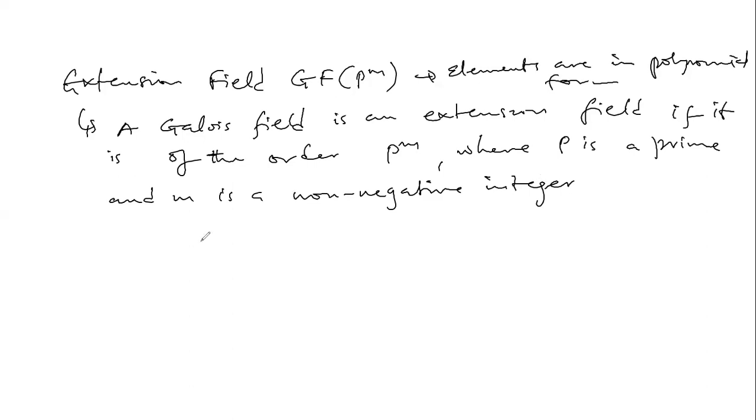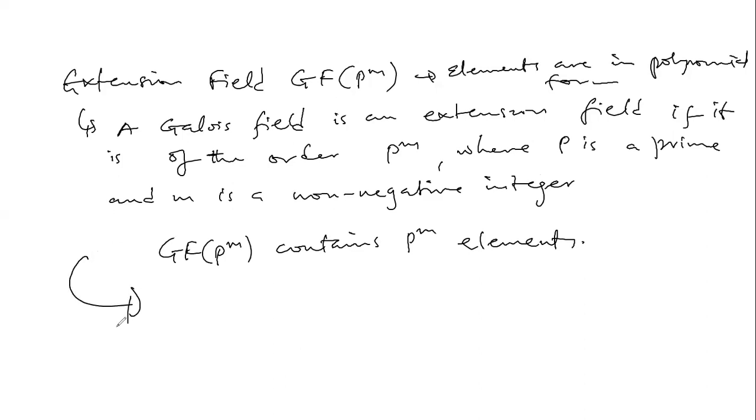So you know that the Galois field P to the M contains P to the M elements, right? So the number of elements in the extension field is the same as P to the M. And here, this brings us to an interesting extension field, which is the Galois field 2 to the M. Now, this is an important extension field because this is paramount in dealing with our coding, okay? So we are going to be playing with the Galois field 2 to the M going forward, okay?